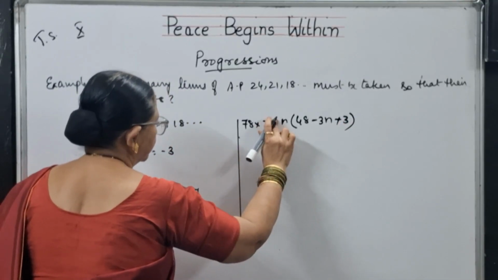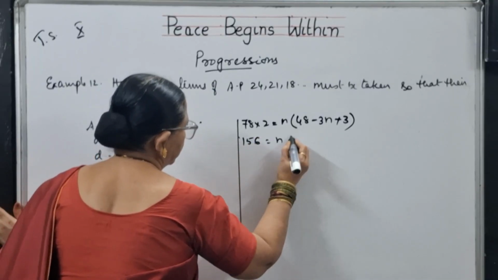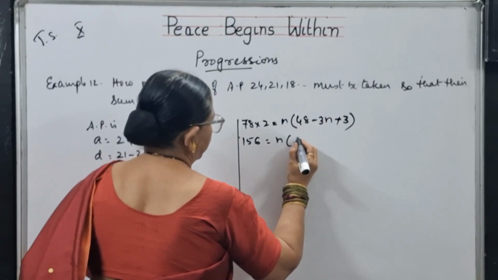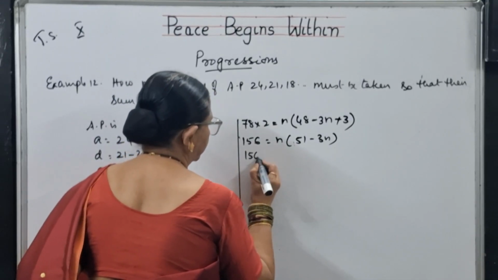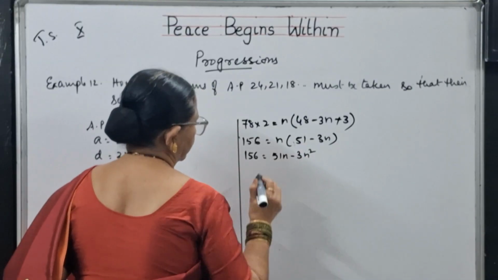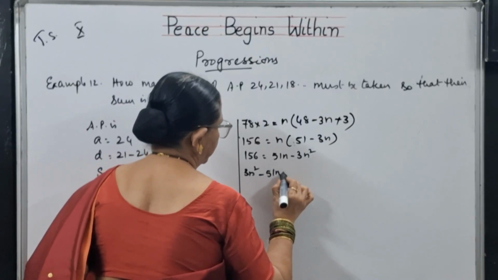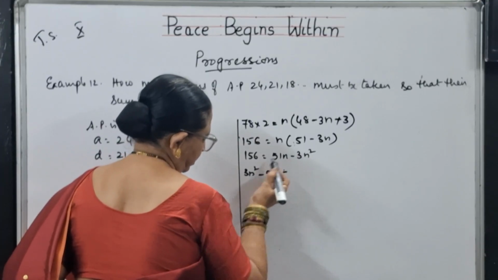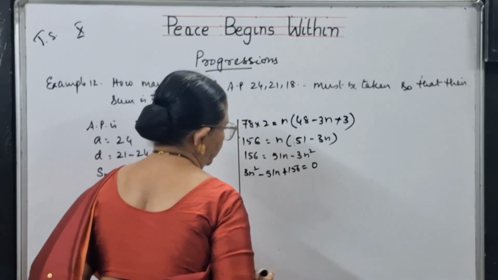That means 78 into 2 is 156, which is equal to n into 48 plus 3, 51, minus 3n. That means 156 is equal to 51n minus 3n square. That means 3n square minus 51n. I brought these two to the left side. Minus becomes plus, plus becomes minus. Plus 156. I am taking this from the same side, so it will be plus only.